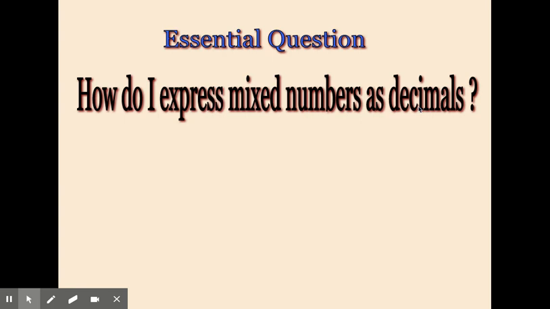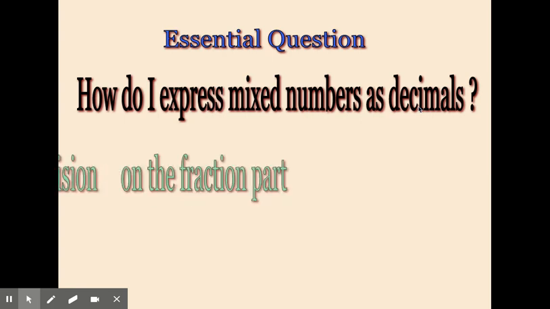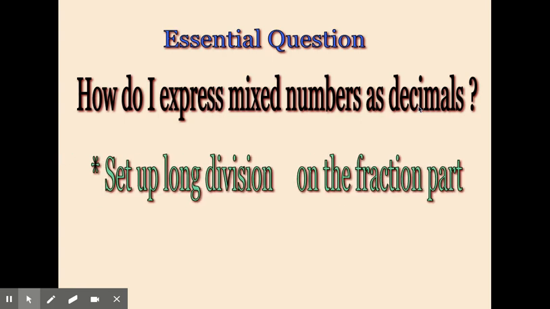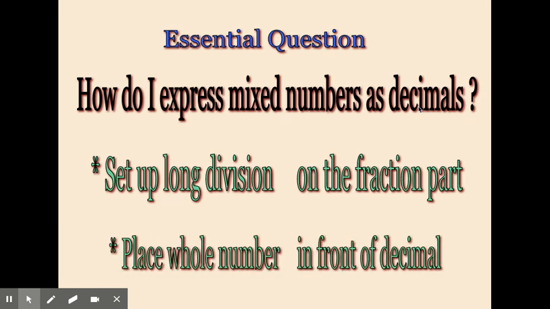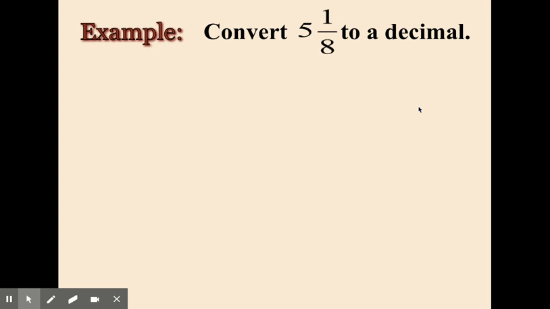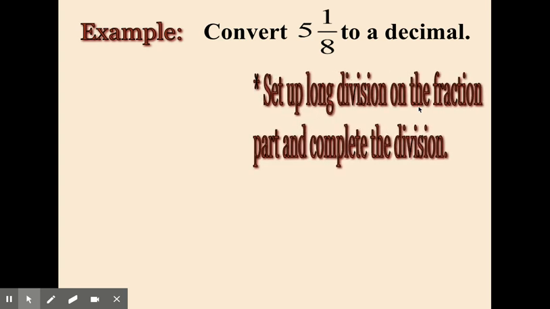How do I express mixed numbers as decimals? You want to set up long division on the fraction part, and then place the whole number in front of the decimal. So let's say we want to convert 5 1/8 to a decimal. Set up long division on the fraction part and complete the division. So we're just going to focus on the eighth. We're not going to worry about the 5. We're just going to focus on the 1/8 fraction.